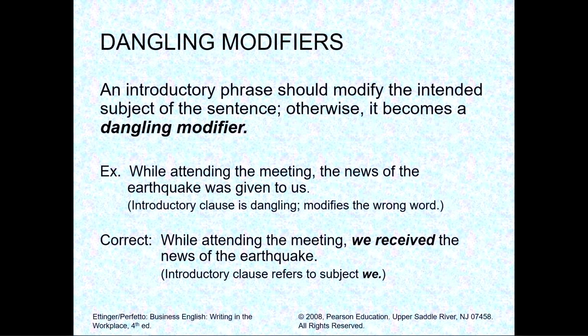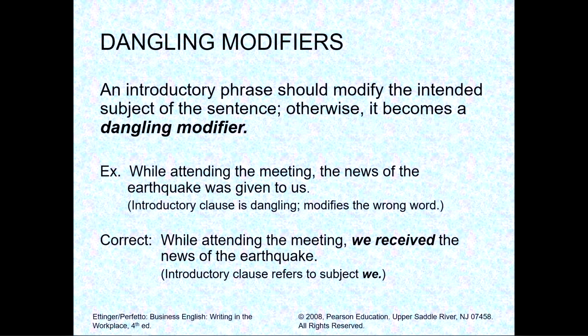Here we go. An introductory phrase should modify the intended subject of the sentence, otherwise it becomes a dangling modifier. So here we go: While attending the meeting, the news of the earthquake was given to us. The introductory clause is dangling and modifies the wrong word. It's not clear. Here it's correct: While attending the meeting, we received the news of the earthquake.